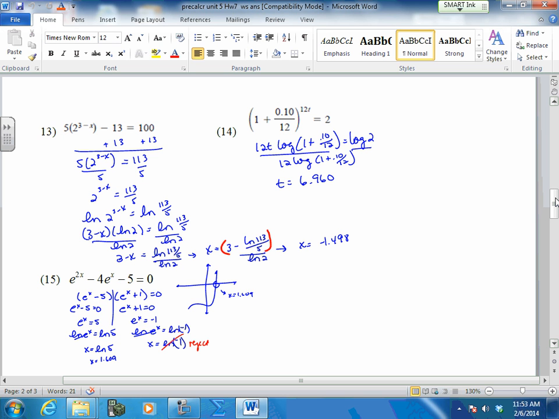Number 14, take the log of both sides. Whenever you have a variable in your exponent, the only way to bring it down is a log. ln or log. Bring it down. Again, when you put this in, look at all the parentheses you're going to need here. You're going to need that separate set of parentheses around there.